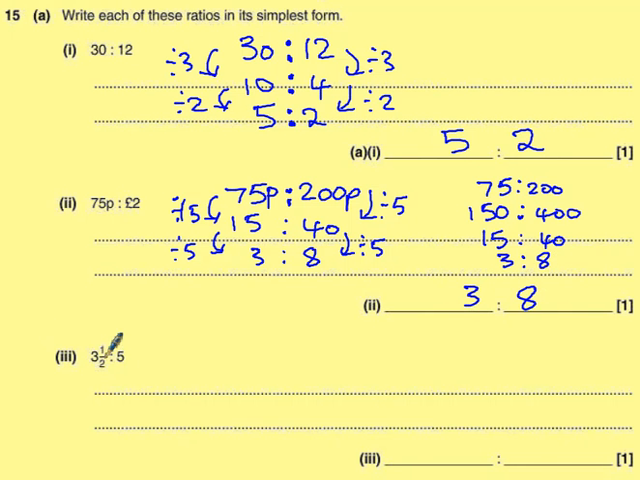So part 3, 3.5 to 5. Well, 3.5 is not written as an integer, so I would need to double that. 3.5 doubled is 7. 5 doubled is 10. Now that is written in its simplest form because 7 is a prime number, so 7 to 10.